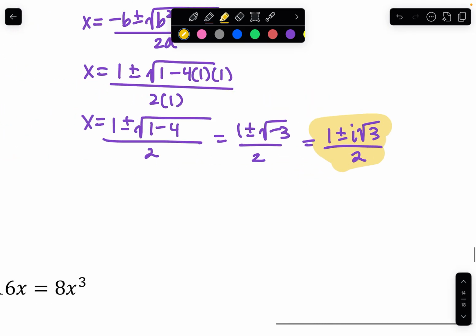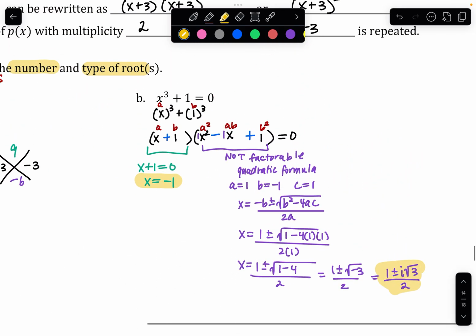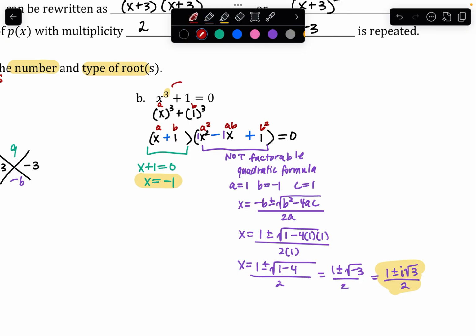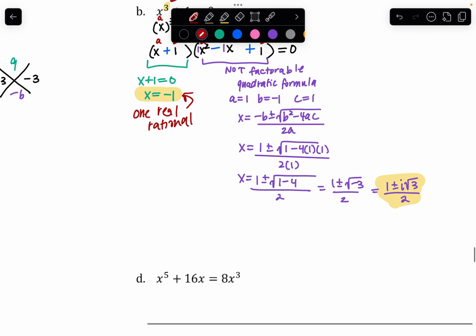Okay, and so we have 3 solutions, which we would expect from a degree 3. 3 solutions: 1 real rational, and then 2 of them are complex. They have that i involved. Complex means i is involved.